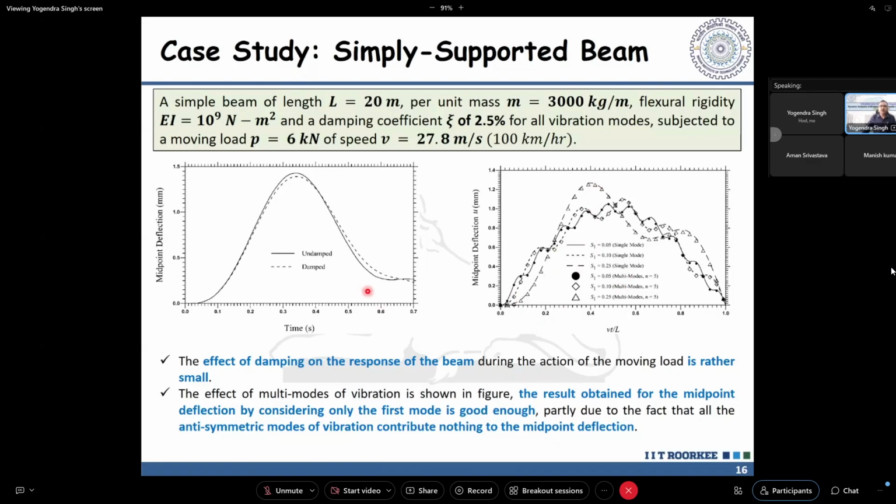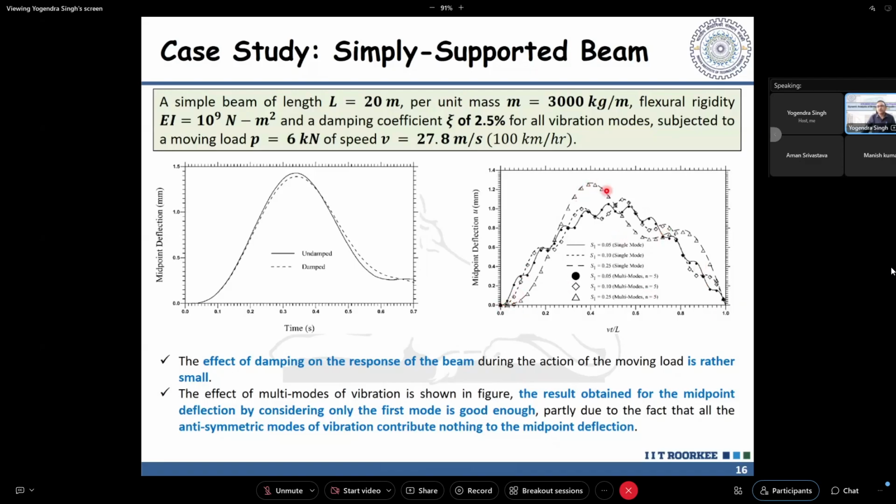And one more study has been done here, that modal time history analysis has been performed. And modal time history means that rather than doing the direct time step integration for the bridge under the moving load, it is considered as equivalent structures under different modes. And the results here are plotted for the single mode as well as for multiple modes with 5 modes. So you can see that the results of the single mode and corresponding multi-mode are very close. So these are following the same lines.